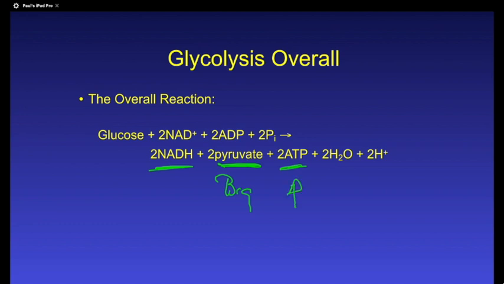Yes? No, because we had to use 2 ATPs originally. And so, yes, we did make 4 in the process, but we had to take into account the first 2 steps. All right? That's not going to grow too much until we get to the last step.